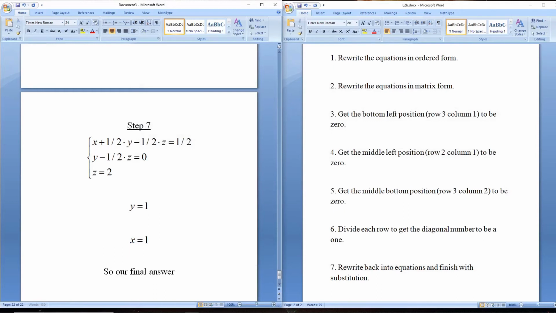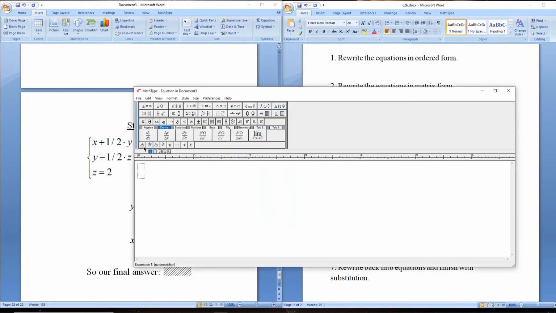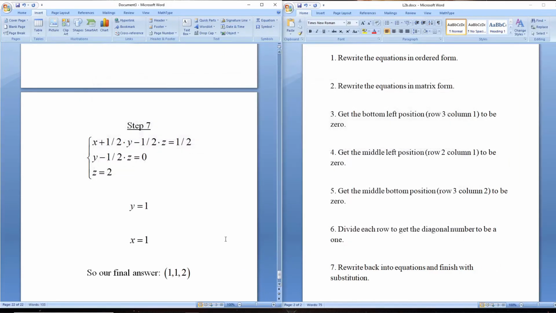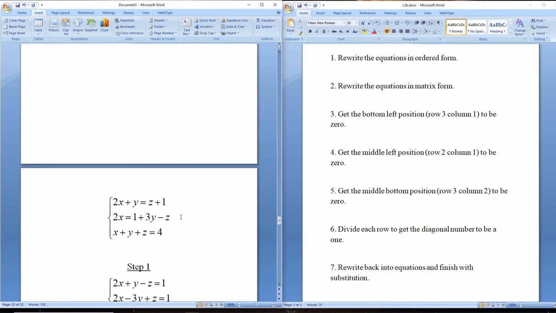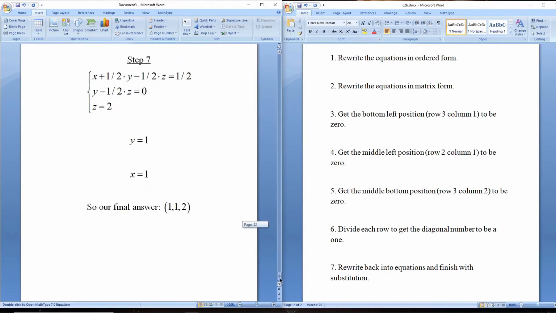So our final answer, using the parentheses, the triplet, so x is 1, y is 1, and we figured out z is 2. And that's our final answer. And again, you can take this and plug it into the original equation that we started with way up here, this one right here. So if you plug those answers into this, you'll find out it solves all these equations. And again, our final answer is where these three equations intersect.